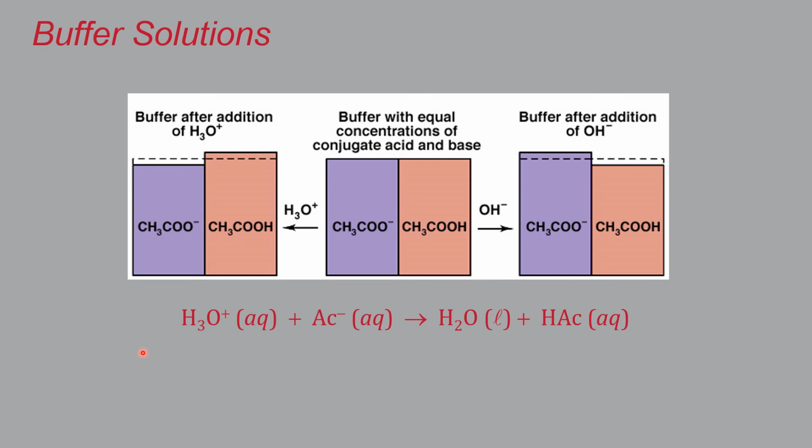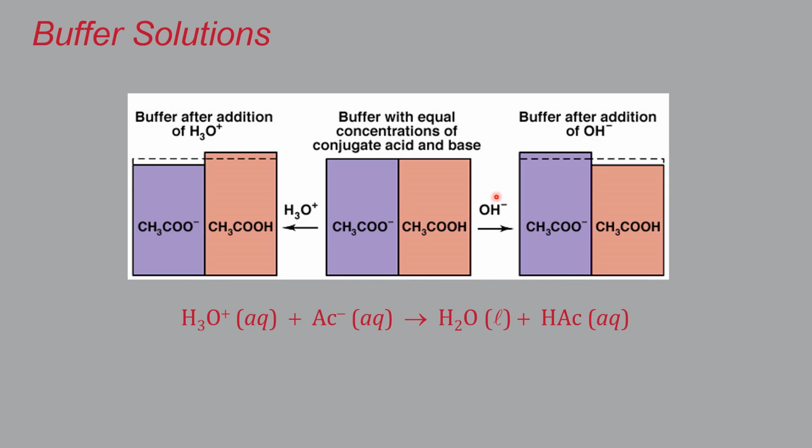The other thing that is important to know is that anytime an acid and base react, as long as one of the pair is strong, you can assume that reaction goes to completion. So in this case, hydronium is a strong acid. And you will note I have a reaction arrow and not an equilibrium arrow here. So this reaction essentially goes to completion.